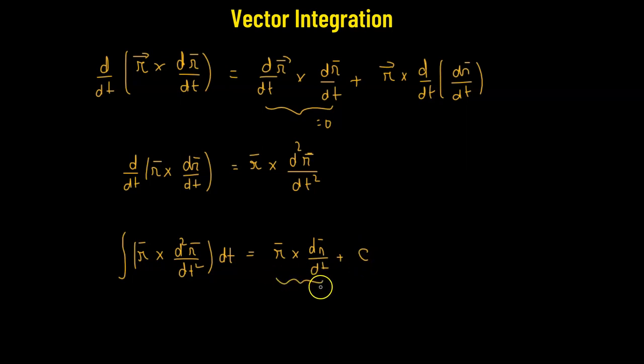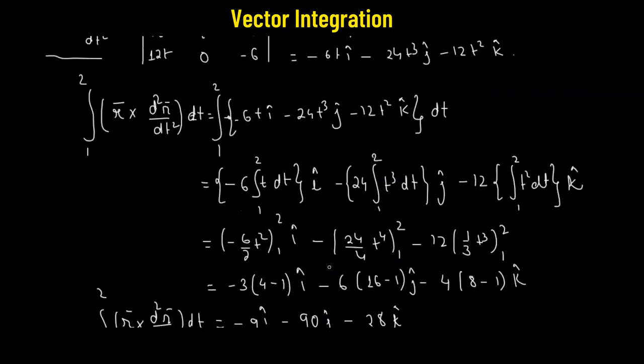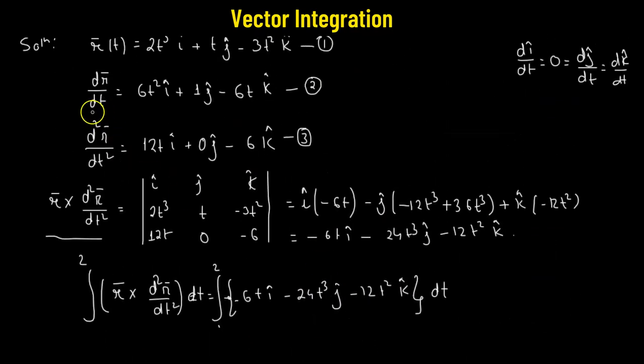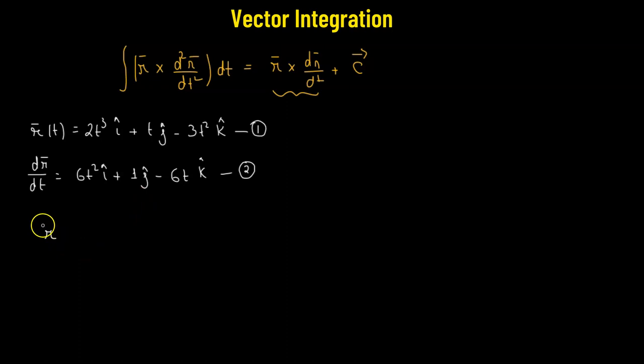Now here, this is a vector valued function, because we are taking the cross product between a vector and another vector. So the constant of integration must also be a vector. So this is a vector constant. So let's use this property. We have already found the value of dr over dt, that was our equation number 2. So we'll find the cross product between vector r and its first derivative with respect to t, and let's compute it by using a 3 by 3 determinant.